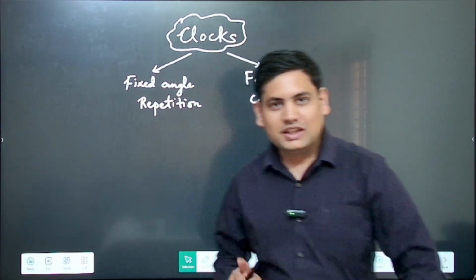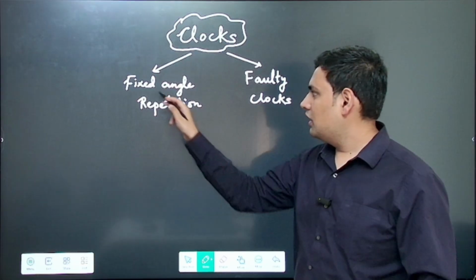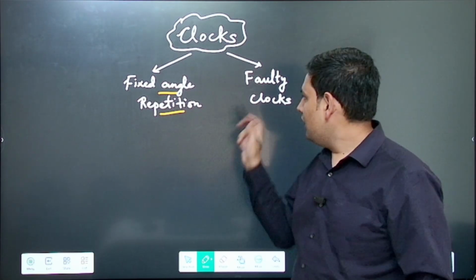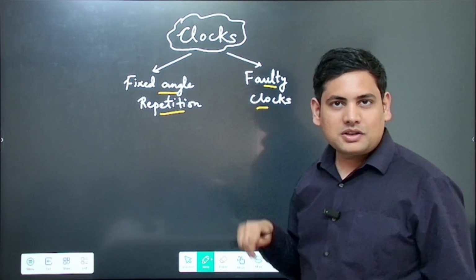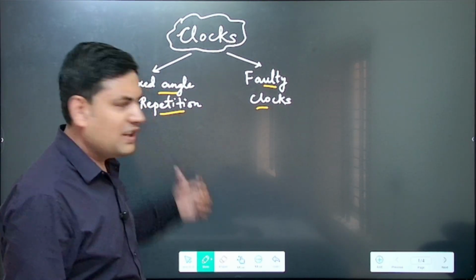Now only two things are left. One is finding out fixed angle repetitions, and the other is faulty clocks. Faulty clocks we'll see later. For this video, our topic is finding fixed angle repetition.